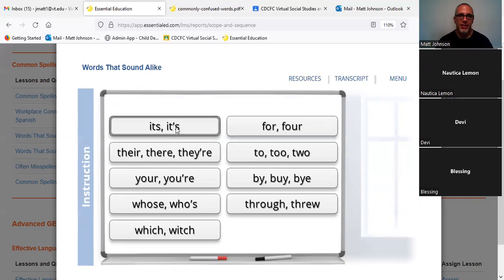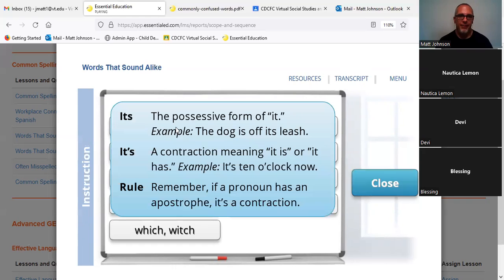Here are some commonly confused ones, right? Its without an apostrophe is the possessive form of it. Example: the dog is off its leash. It's with an apostrophe is a contraction, meaning it is or it has. Example: it's 10 o'clock right now. Remember, if a pronoun has an apostrophe, it's a contraction.